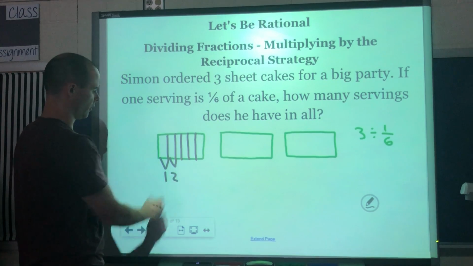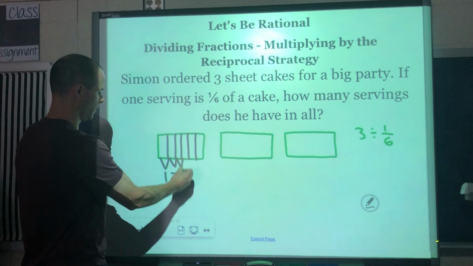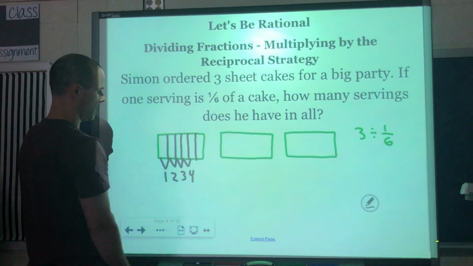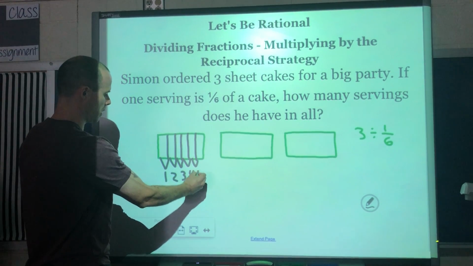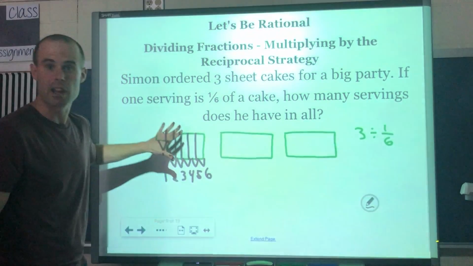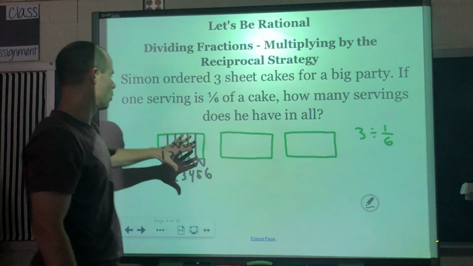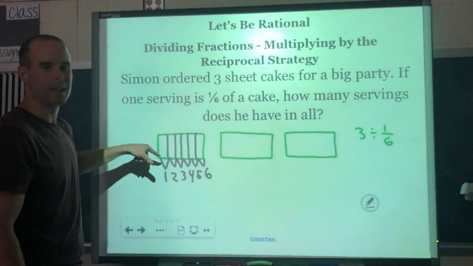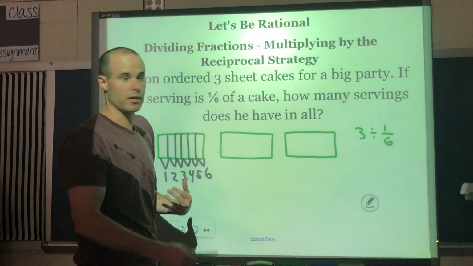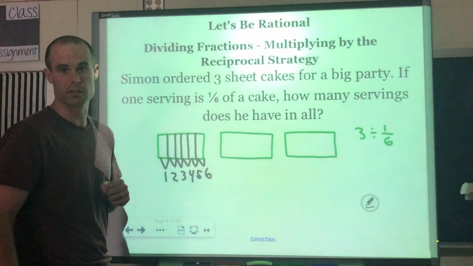Here's another group of 1/6. There's a third group of 1/6. A fourth group. A fifth group. And a 6th group of 1/6 just on that first cake. So really what you can see here is in one cake, we have 6 groups or 6 servings of cake. We have 6 groups of 1/6.